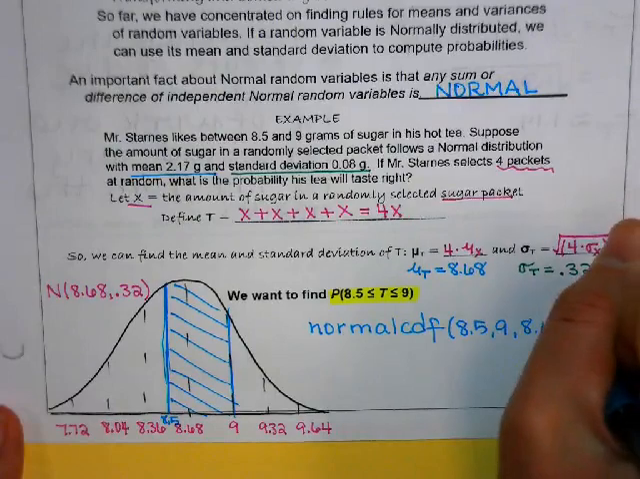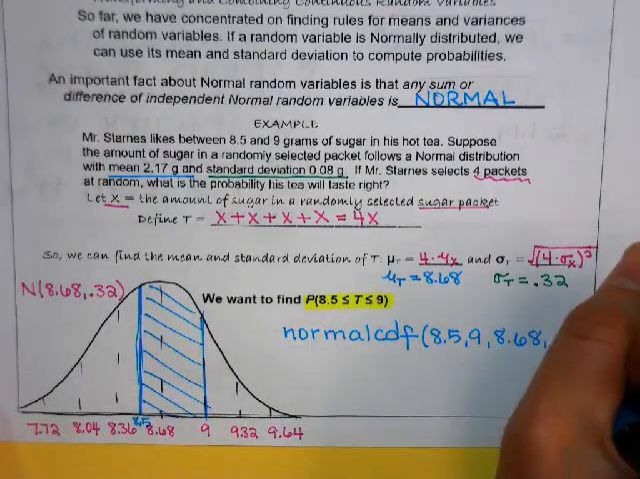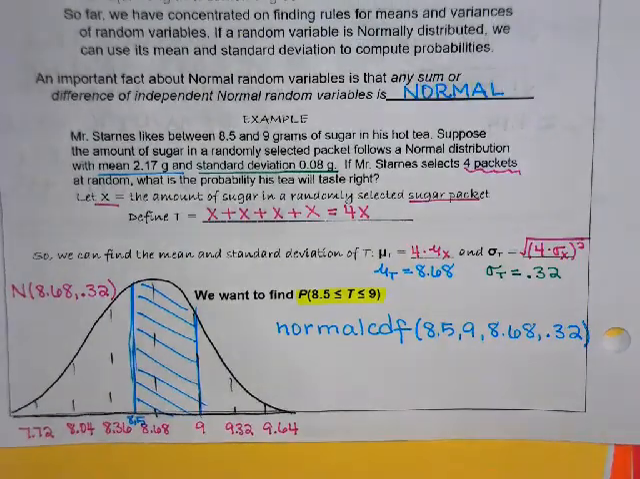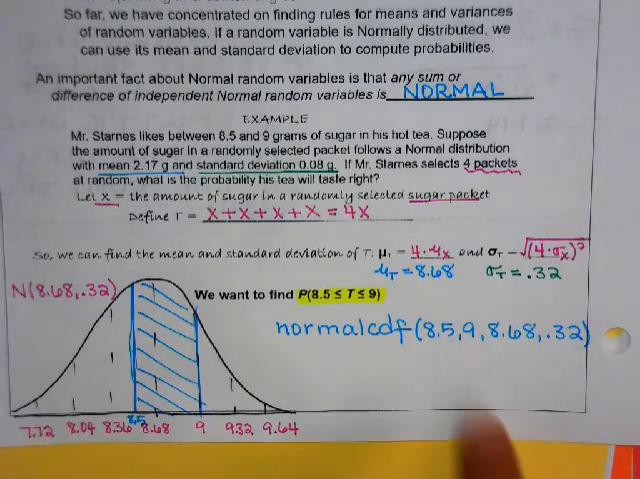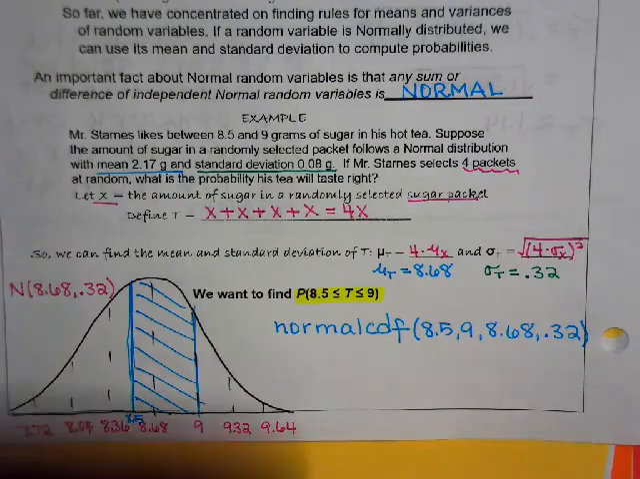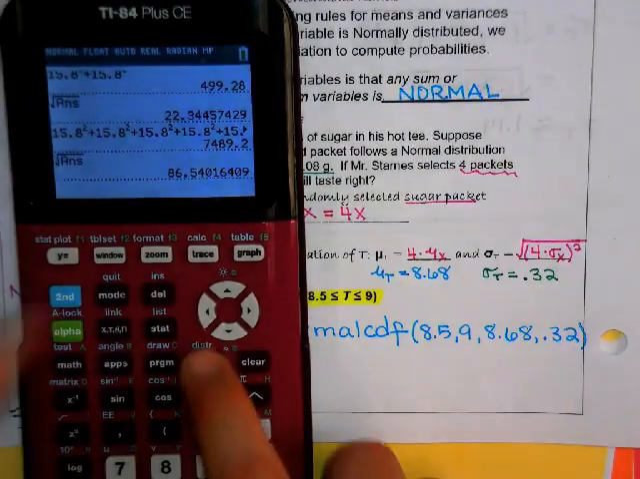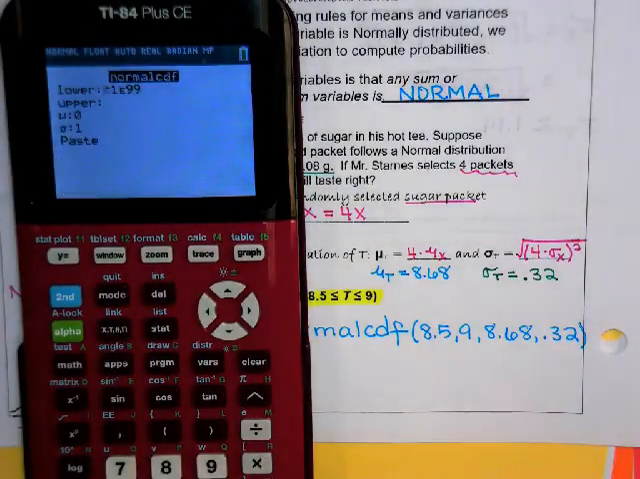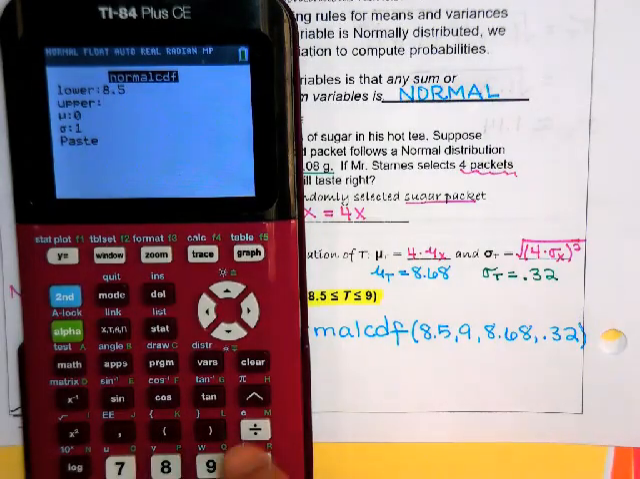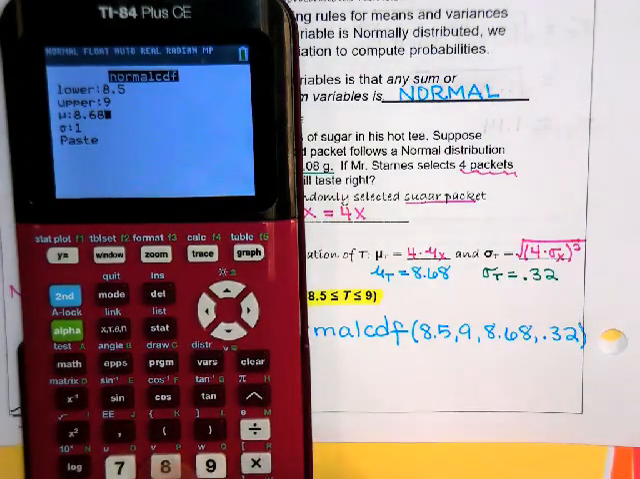And then if you have an older calculator, remember you have to type the commas in between. Otherwise, it will prompt you. Everybody okay if I cover up part of the stuff? So second bars, number 2 is how we get to normalcdf. 8.5, 9, 8.68, and 0.32. So we get 0.5545 when I round.